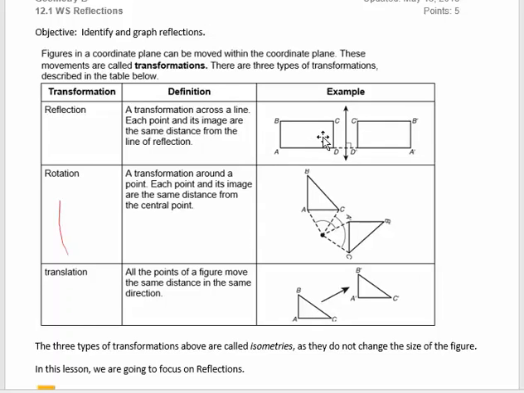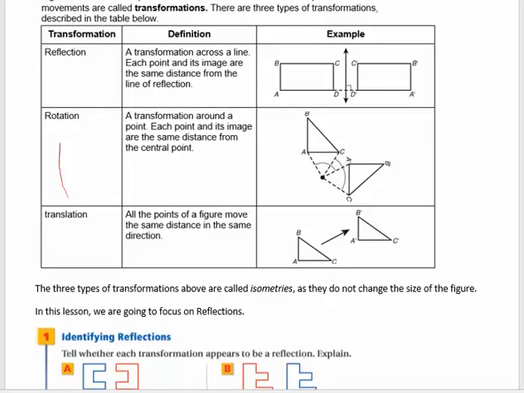The original figure is called the pre-image. So in this one, the original is A, B, C, D. That's the pre-image. And after it has been transformed, in this case reflected, we would name this A prime, B prime, C prime, D prime. And that's called the image. So we have a pre-image and then we have an image. In this first one, this reflection, A was reflected and transformed to A prime. So you use the same capital letters, but you put an apostrophe after it and you read that as prime.